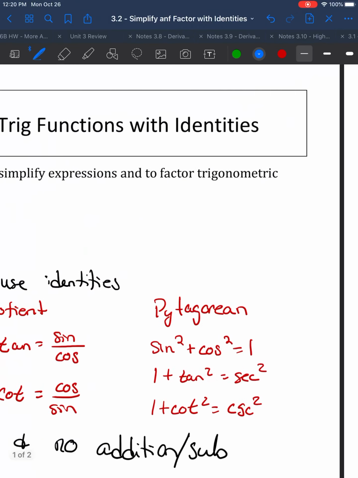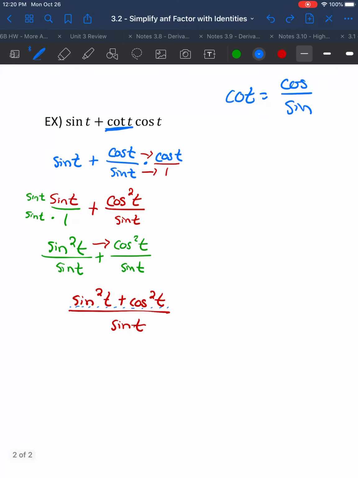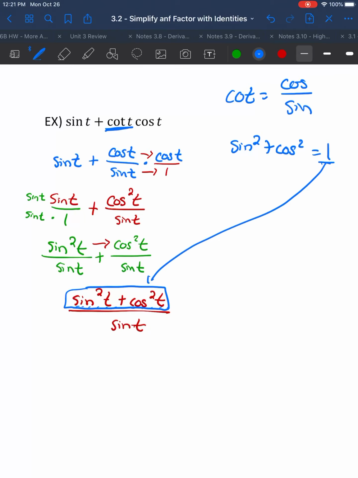So let's flip over. Do I have a Pythagorean identity that involves sine and cosine? Yes, I do. So let's write that identity over here: sine squared plus cosine squared equals 1. Hey, look, I have sine squared plus cosine squared. What do I know it equals?